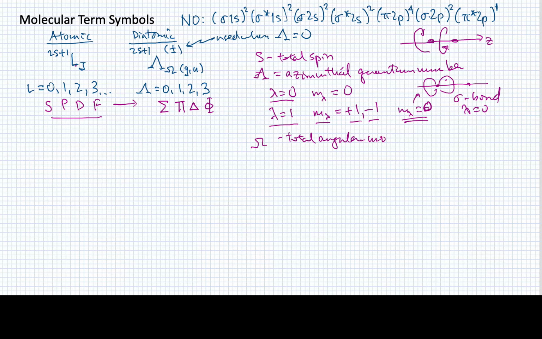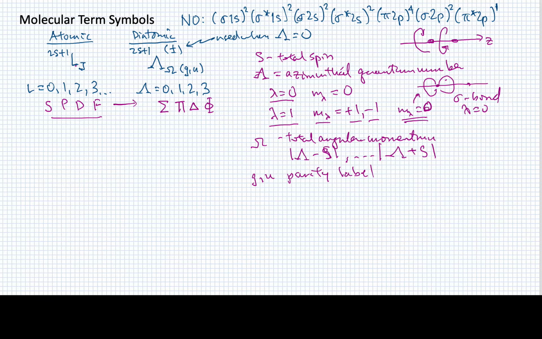We're not going to do much with this, but I'll note that as a first order approximation, this ranges in value from the absolute value of lambda minus s to lambda plus s. And this again appears as a subscript on the term symbol. We'll express term symbols both with and without this parameter denoted.